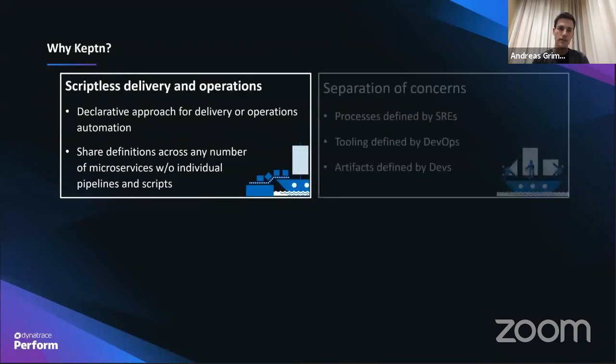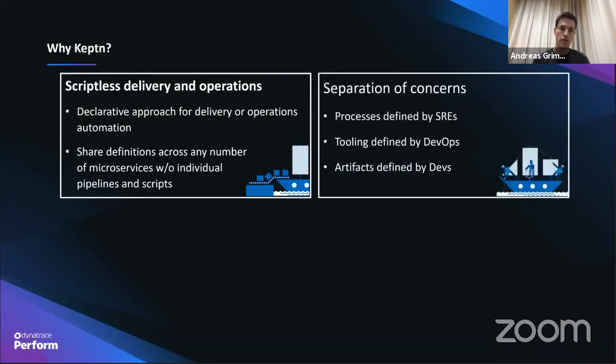And of course, the descriptions can be shared across a number of microservices, so you can reuse them. And here we are separating the concerns between site reliability engineers, DevOps, and devs. So site reliability engineers are mostly responsible for the process. For example, they have the need to add a further stage which can be used for security checks. The second group, the DevOps, are mainly responsible in Keptn for having a great tooling available.